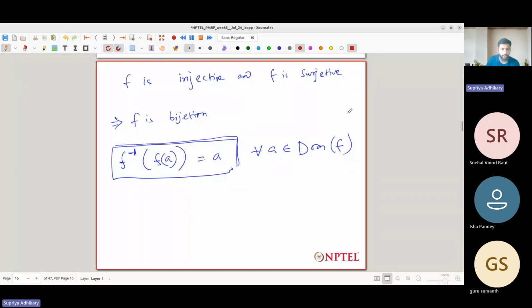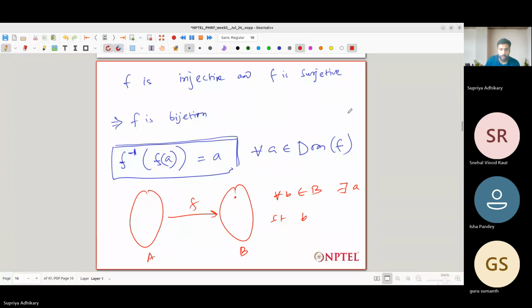So how do we define that function? Here the function F is given as an injective and surjective function. So consider this is a function from A to B. For all B in this set B, there exists an A such that F of A is equal to B. Now we define F inverse of B as A.